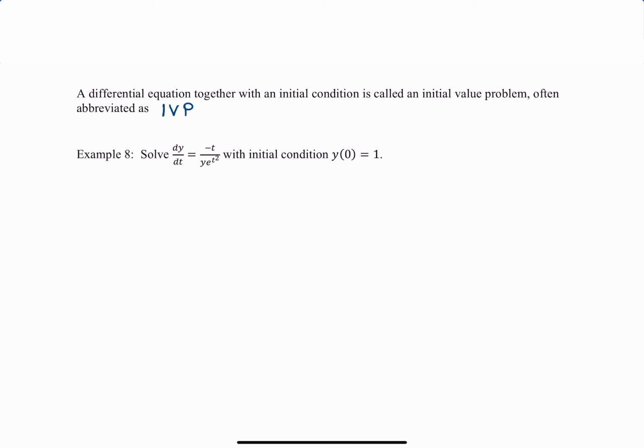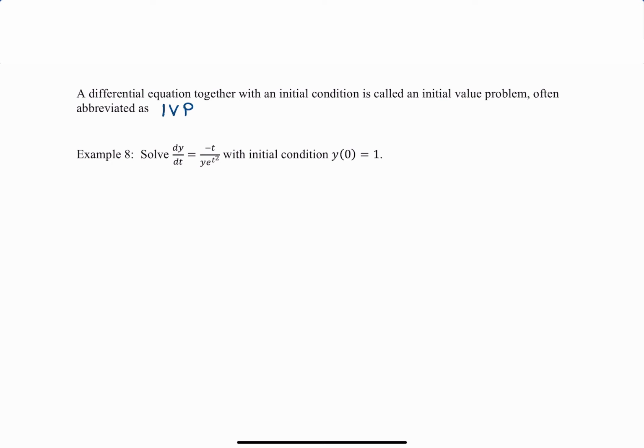dy/dt equals minus t over y e to the t squared, with initial condition y of 0 equals 1. So we'll solve the differential equation and then we'll put in the initial condition to find out what the arbitrary constant would have to be for this particular solution that goes through the point (0, 1) on the ty plane.